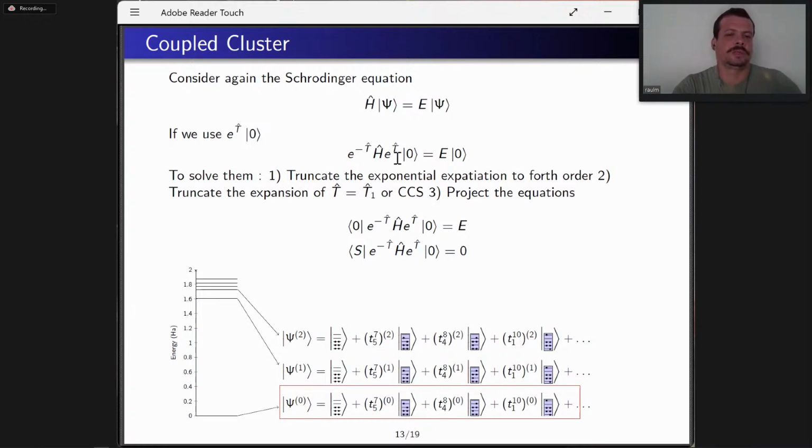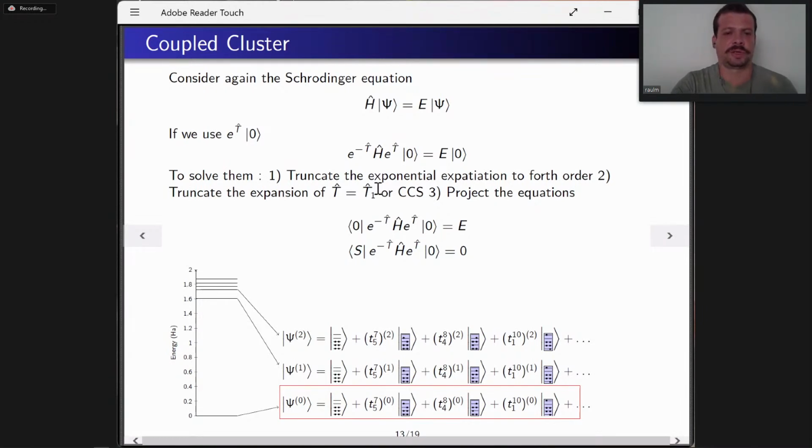First, we truncate the exponential up to fourth order, and then we truncate the expansion. In this example, I'm truncating with T equal to T1, so I'm obtaining coupled cluster singles. The singles come from single excitation. But if I have T equal to T1 plus T2, it will be coupled cluster singles and doubles, and so on and so forth. And we can also have T equal to T2, that will be coupled cluster doubles.